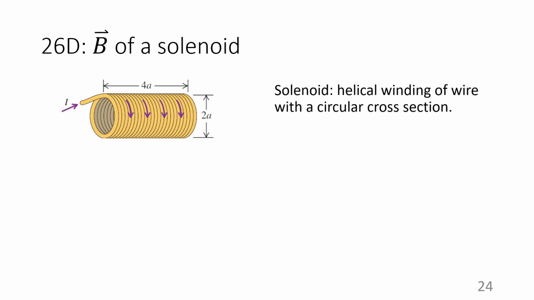A solenoid is basically a helical winding of wire with a circular cross-section. You may see some examples of solenoids on the left, or that's one example, a simple one. The top picture is a typical construction of a solenoid. The circling of the current is ensured by the helical winding of the wire.